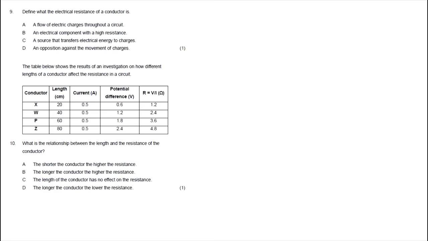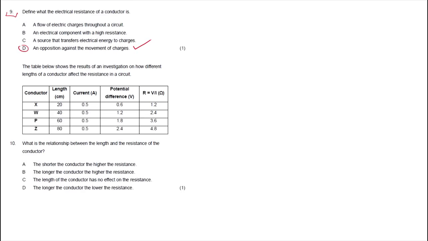Okay, and then next we will move to our next question, which is question 9. So question 9 says, define what the electrical resistance of a conductor is. We know that resistance slows down electric current. So our answer will be D, which says an opposition against the movement of charge.